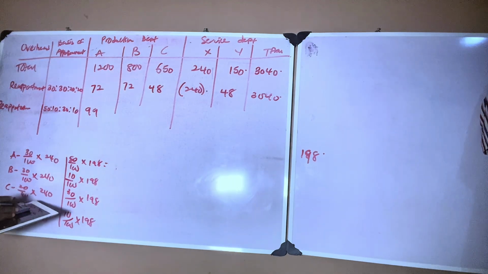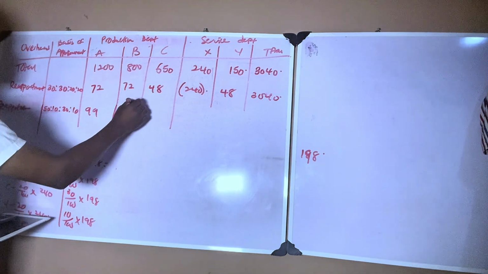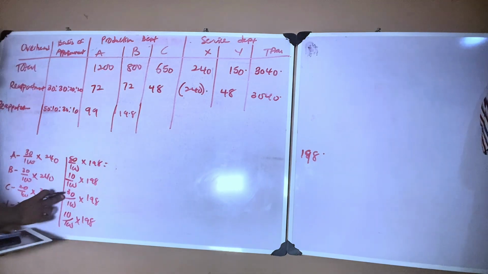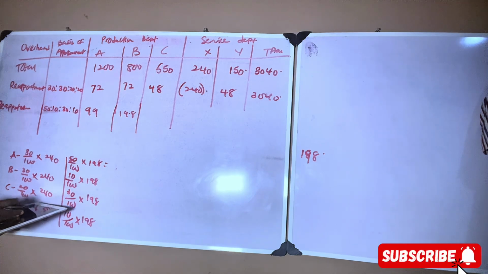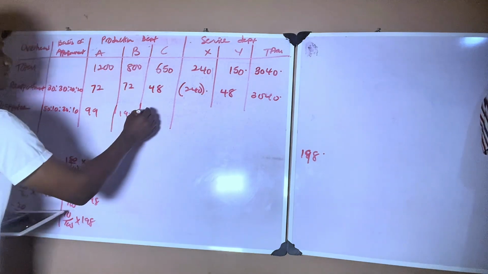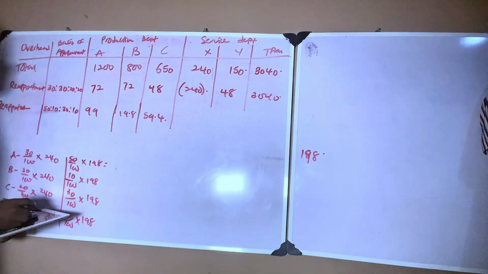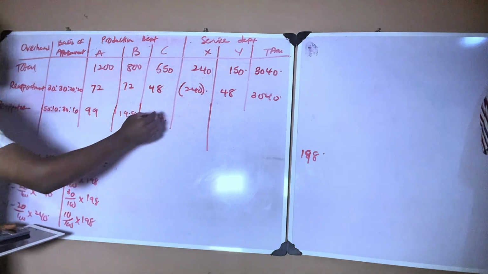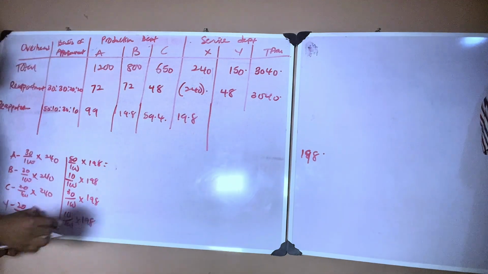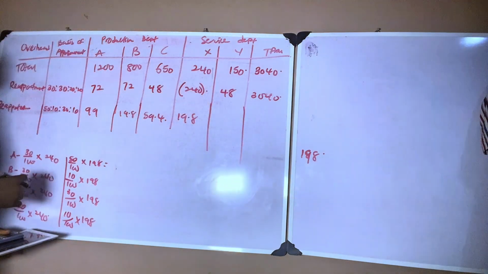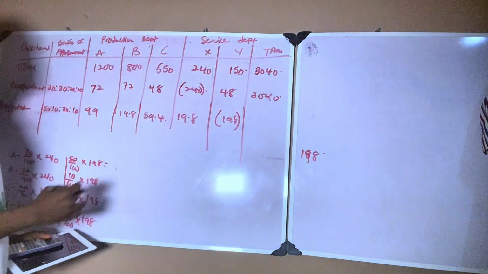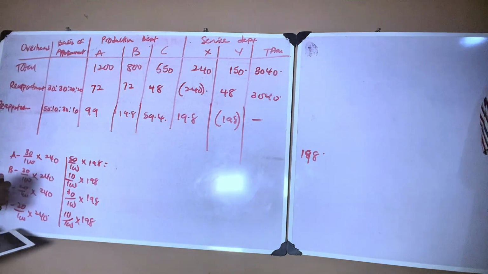Now 10 divided by 100 times 198 is 19.8. So 30 divided by 100 times 198 gives us 59.4. And for service department X, 10 divided by 100 gives us 19.8. And for service department Y, because we have reapportioned the total, 198, it cancels. Then we put a dash.